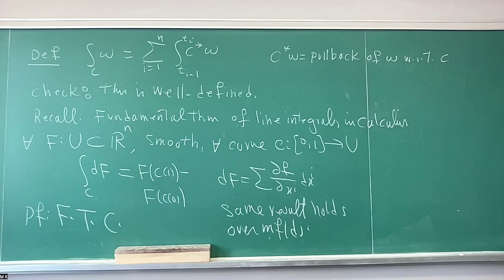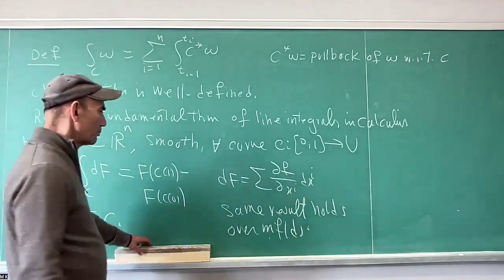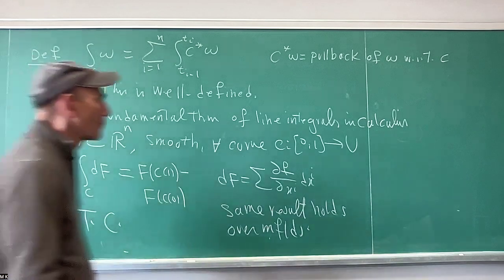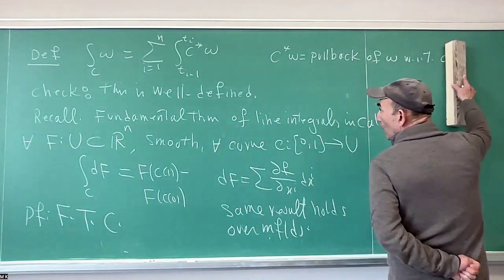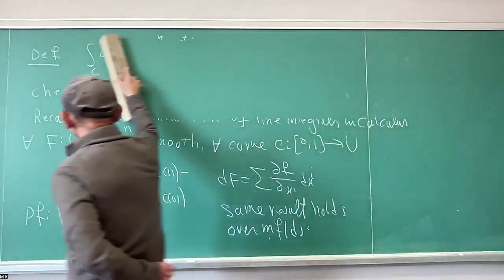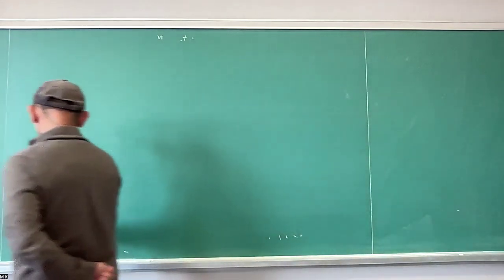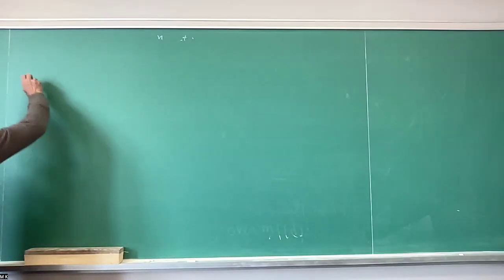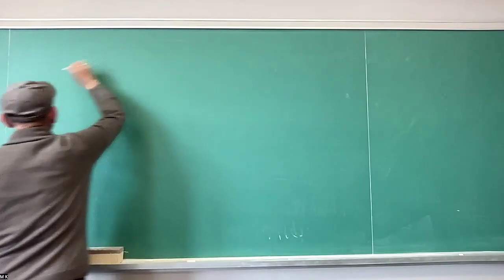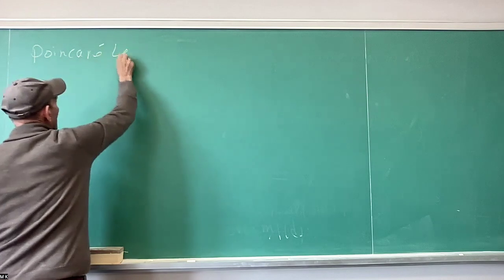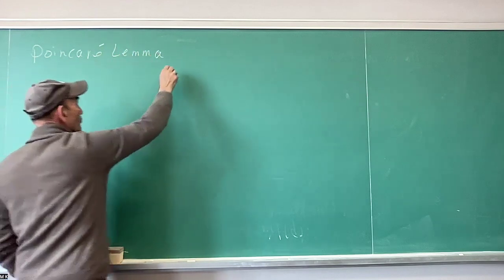Now, there is one interesting thing which you can do using integration. That's something like the Poincaré lemma. Any questions for me? So we are recalling a little bit of the initial parts of the theory. So this is the Poincaré lemma for one forms.